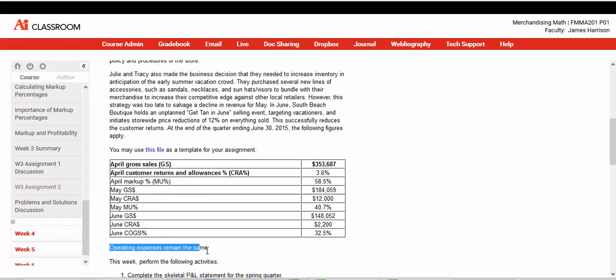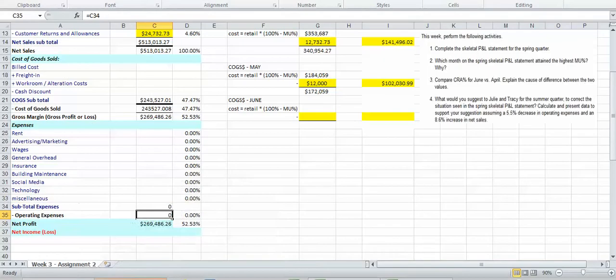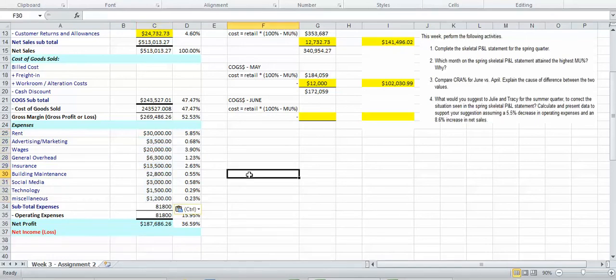These figures, and even it says in the problem, operating expenses remain the same. So it's going to be the same as we had in the last problem. I think that was 81,800. So put that from the last problem. That's basically if I copied everything else from my prior spreadsheet.